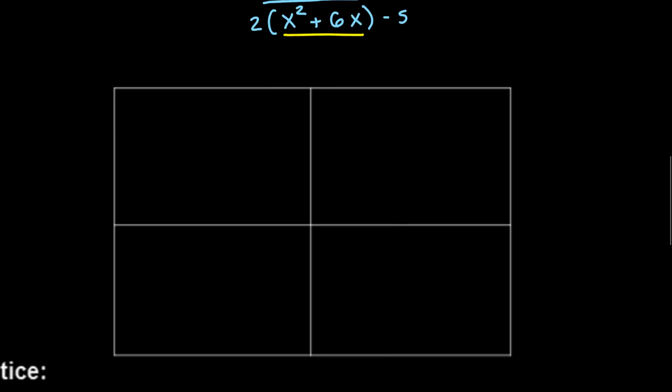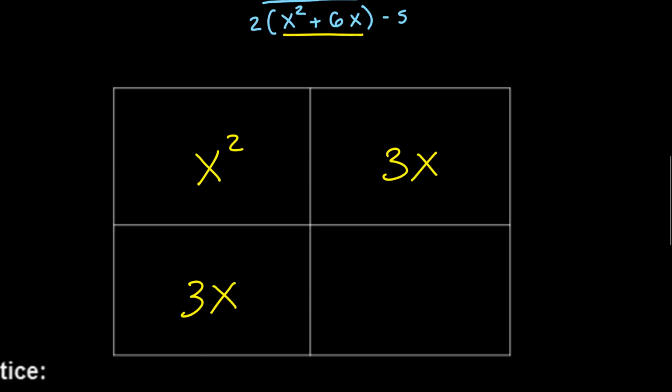And then again, we're using these 2 terms to complete our square here. What goes in my first box? What goes over here in the right? And down here? And then what 2 polynomials am I multiplying? What goes up top? And, okay. And then 3 times 3 is 9.